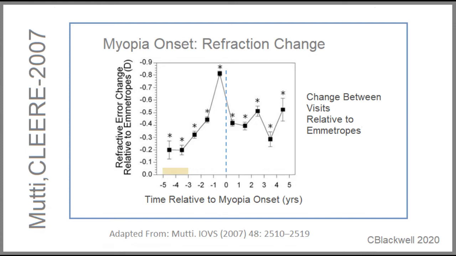Early on, rate of change in refraction was minimal. Then, at 2 to 3 years out, it increased to a moderate level. Clearly, the rate of change peaked in the year before passing the myopia threshold, then settled into a moderate rate for the next 5 years.